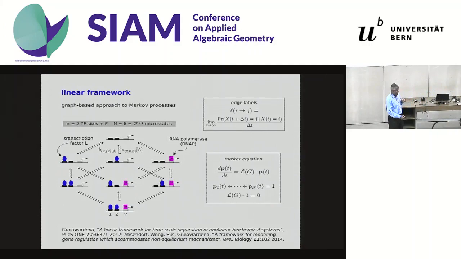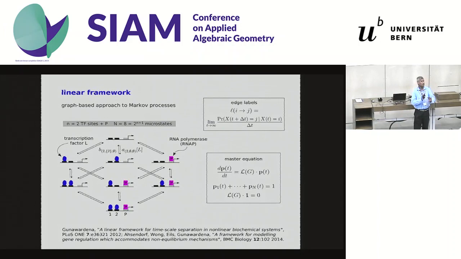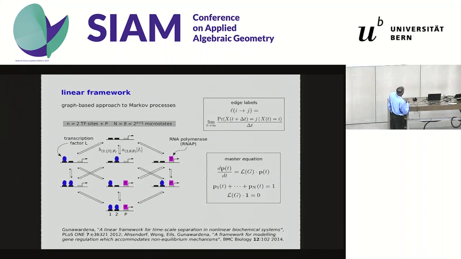So we have a graph, and this graph is a way of describing what's happening on DNA. The vertices are microstates. They're just, if you like, pictures of what's on DNA. But the level of resolution or abstraction is up to us. In this example, the level of abstraction is just that we're looking at the transcription factors, here just two, and the polymerase, which is the machinery that makes mRNA. Those are the levels of abstraction that we're using.